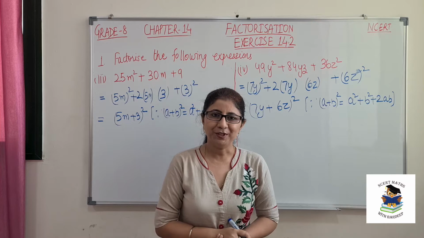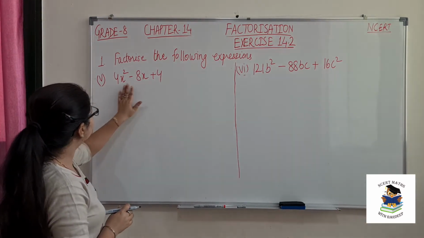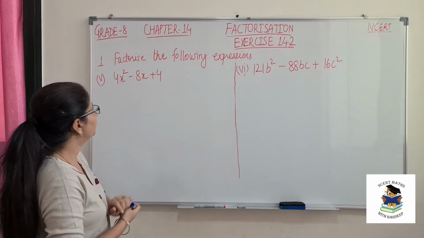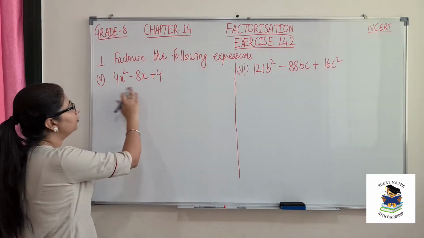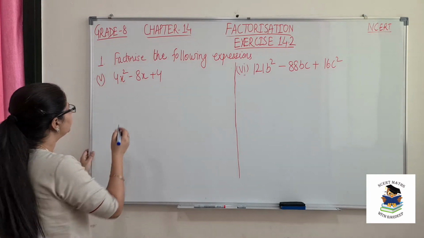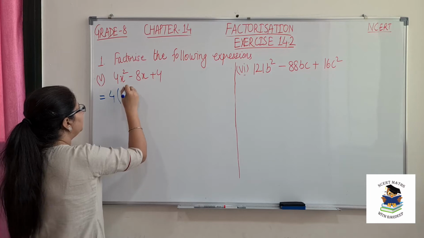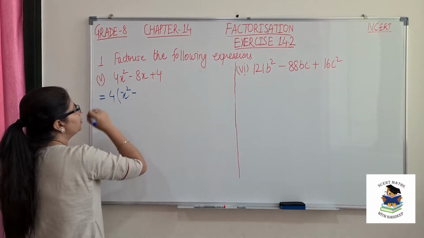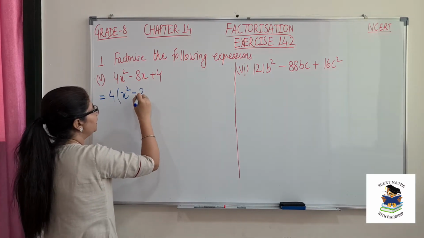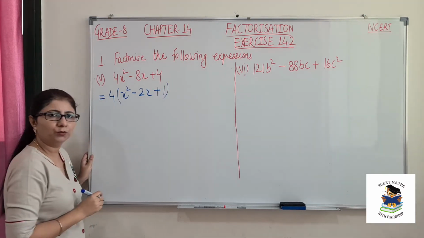Now let's move on to the next part. So let's check our fifth part: 4x square minus 8x plus 4. Here I can see that 4 is a common factor, so we will take it out to make our calculations easier. So 4 we can take out. Inside it is x square. 4 is already out, so 4 into 2 is 8, so we are left with 2. And here it will be 1.